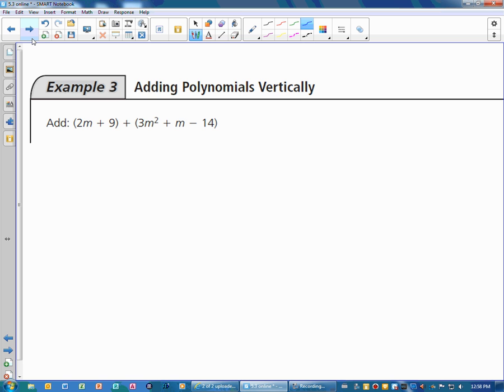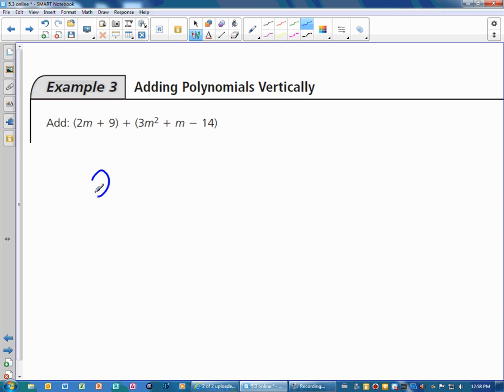Okay, last example is we are going to add them vertically. Remember, vertically just means up and down. So we are just going to stack them on top of each other. But what's important is how we stack them. So we have to make sure that terms are stacked on top of each other properly.